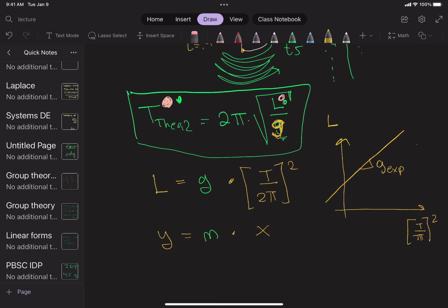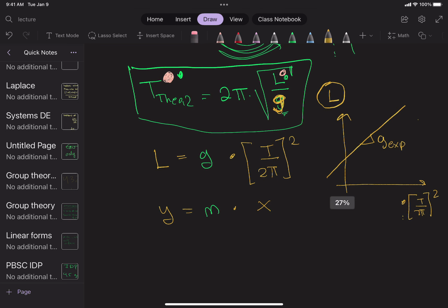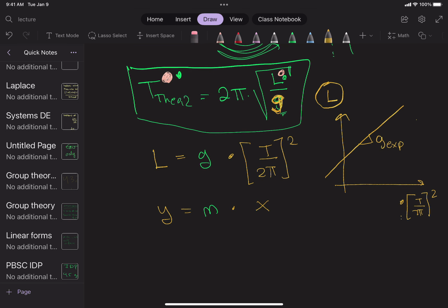For part 2, you're going to plot the length of the pendulum on the vertical axis and the period divided by 2 pi squared on the horizontal axis. And from there, you'll be able to get the value for gravity as the slope. And that is going to complete most of the lab. I'm going to give you the formula for the error analysis part, but that's actually going to be it for the data taking section here.